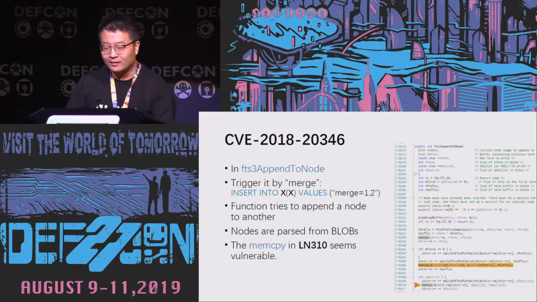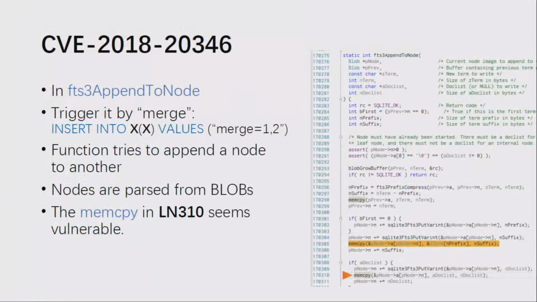Okay, the first one, 20346, which is also the main vulnerability we use later to exploit Google Home. It requires a lot of complex preconditions. That is, we have to carefully construct a lot of tables and content. But once the preconditions are met, vulnerability exploitation will be very simple and stable.